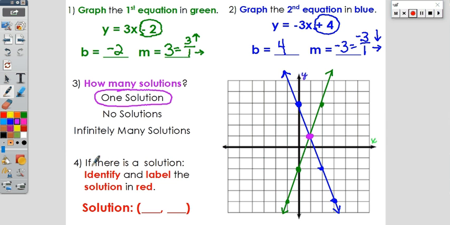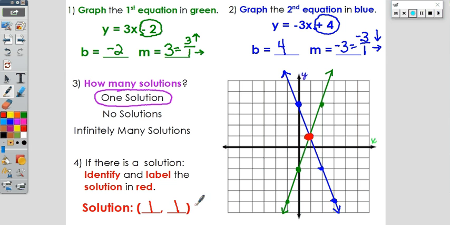It says if there is a solution, we're supposed to label it in red. So we'll make that dot red here. And then we need to give the ordered pair. So this solution is over 1, up 1. So the solution to this system of equations would be (1, 1).